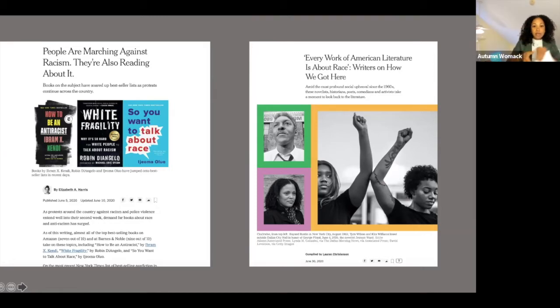Reading about race and racism, the article suggested, was necessary to, if not equivalent with, anti-racist practice. 3 weeks later, the article, Every Work of Literature is About Race, Writers on How We Got Here, asked Black writers in particular to, quote, take a moment to look back at the literature that shaped their, and by extension our, racial attitudes. As the reporter put it, quote, in an effort to deepen our understanding of race and racism in America, we asked writers to share with us the texts that have done the most to deepen theirs.